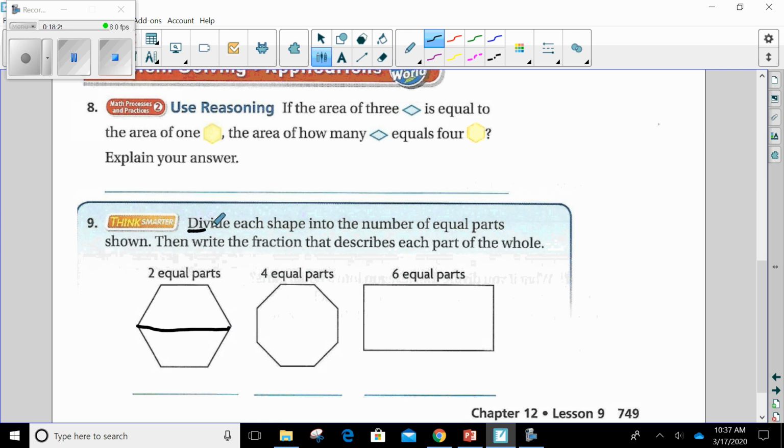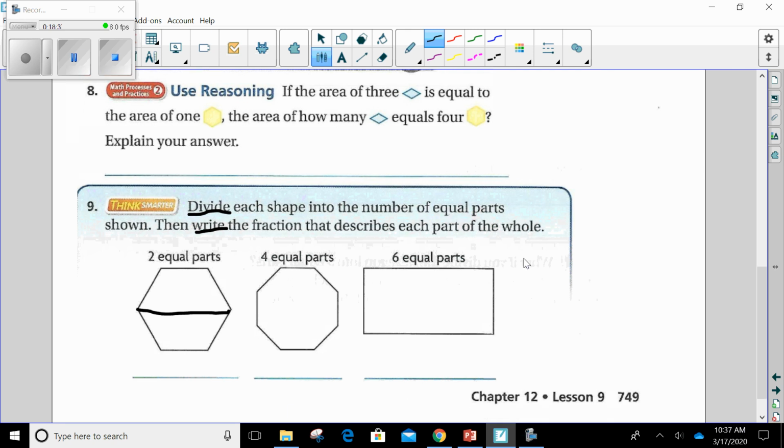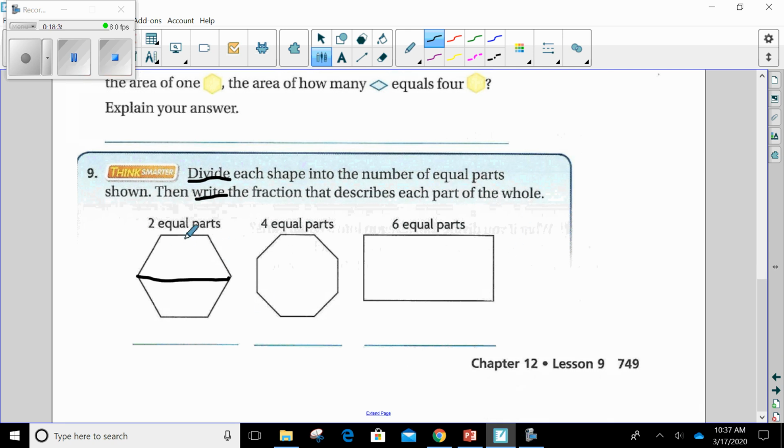So we divide each shape into the number of equal parts, then write the fraction that describes each part of the whole. Okay, well, each part, what is this part? It's 1 part out of 2. It's 1 out of 2 equal parts. Okay, now we're going to divide this one into 4 equal parts. Well, let's go and then go to the opposite vertices.